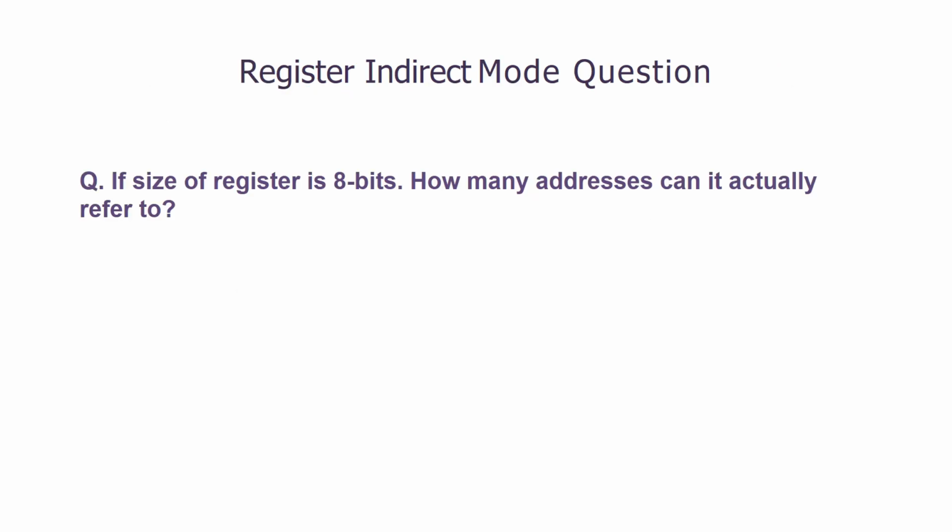So if the size of the register is 8 bits, how many addresses can it actually refer to in register indirect mode? So it will be 2 raised to power 8, that is 256 words.